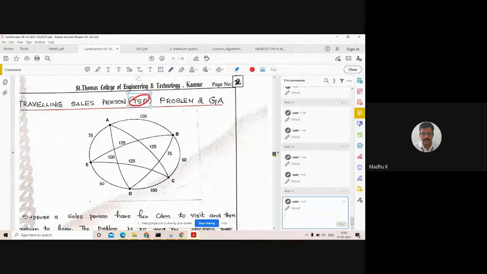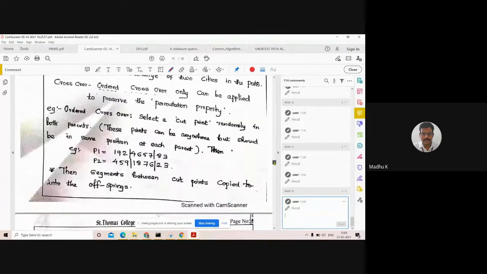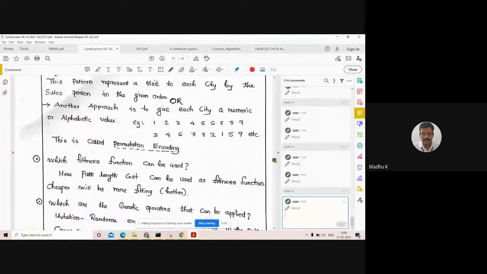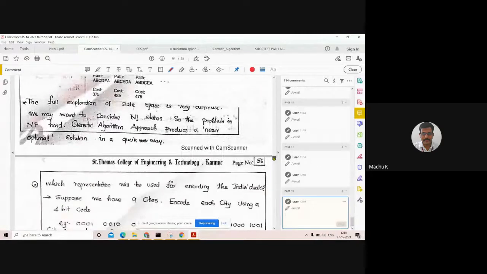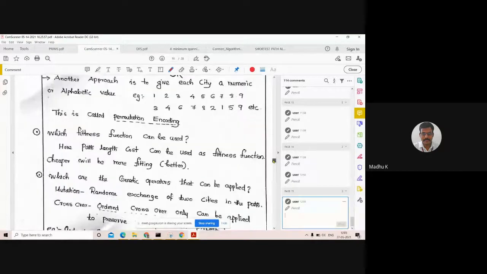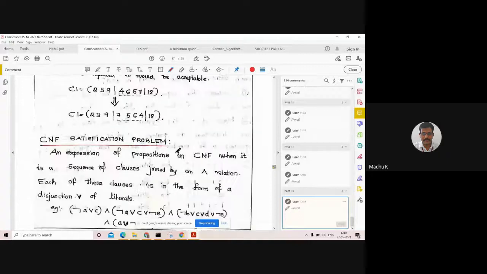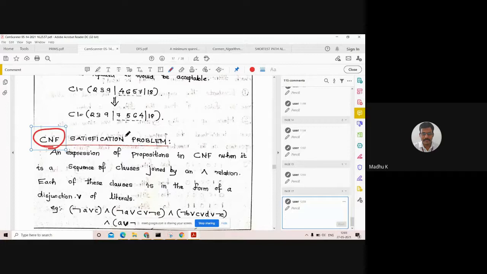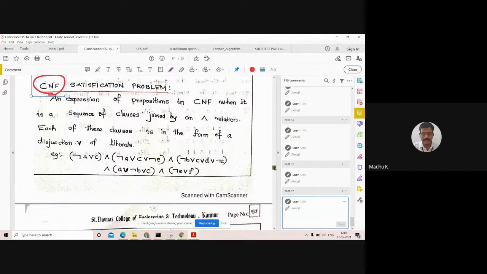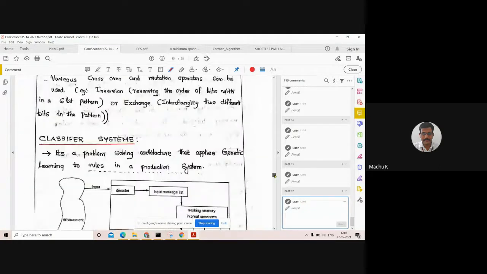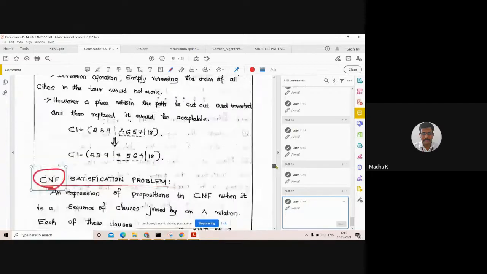Similarly, we can solve another problem. This is the second problem, the CNF satisfaction problem. This is also a hard problem. We want to study what approach we should take for solving this problem. These are the two cases we want to consider.